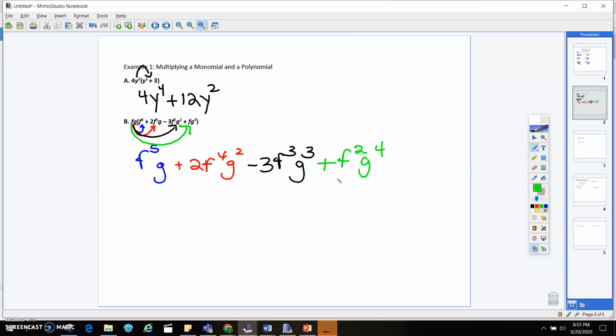Here's the deal. The term has to be identical in order for you to add it together. For instance, on this f to the 5th power, we've got nothing else that has f to the 5th power, but also has a g to the 1st attached to it. So there's nothing that we can combine with it. We've got to leave all of these alone because there's no repeats of the term.